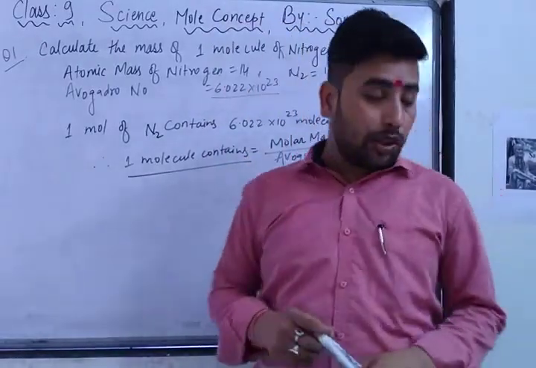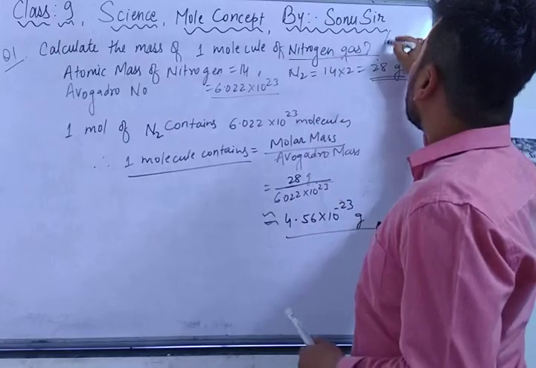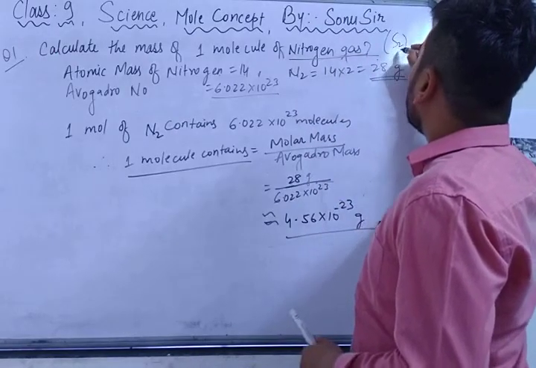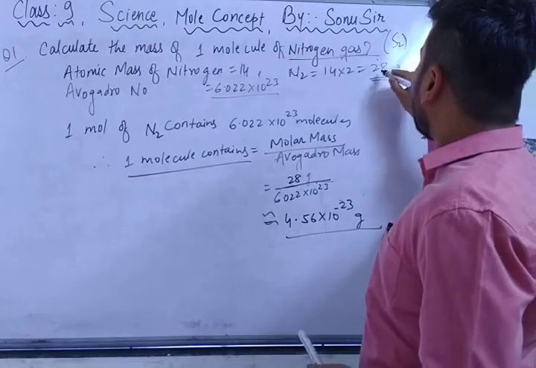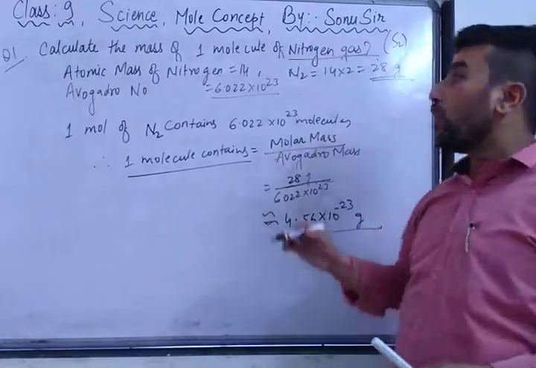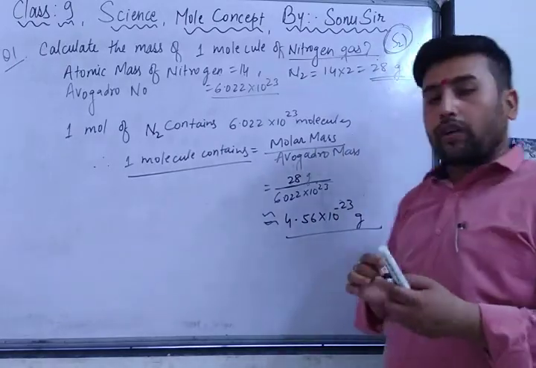So in this way we can solve any type of numerical. I am giving you one question. The same question, instead of nitrogen gas, your question is sulfur gas, S2. Sulfur atomic number is 16, mass number is 32. So instead of 28, it will become 64. Your question is of sulfur gas. Got it? So you have to solve this question of sulfur gas.